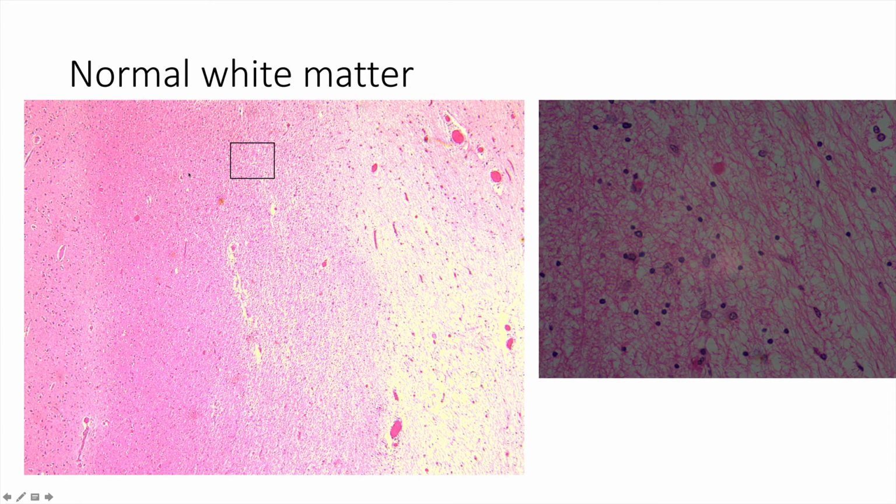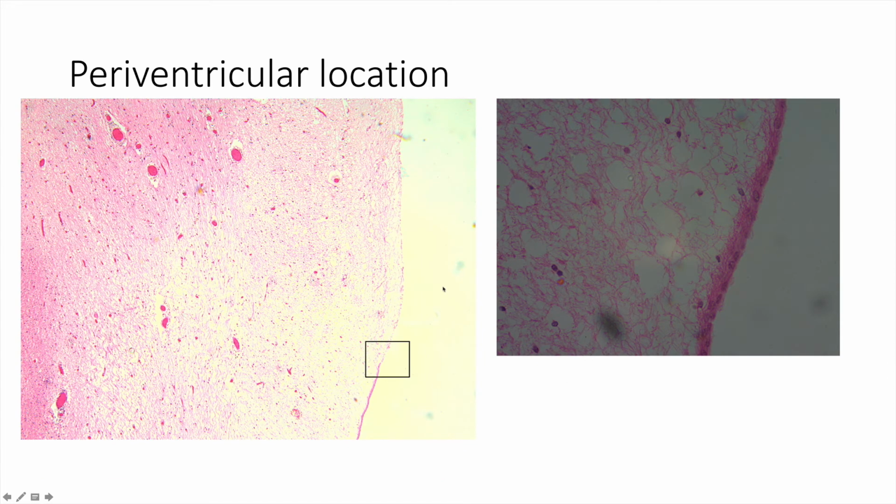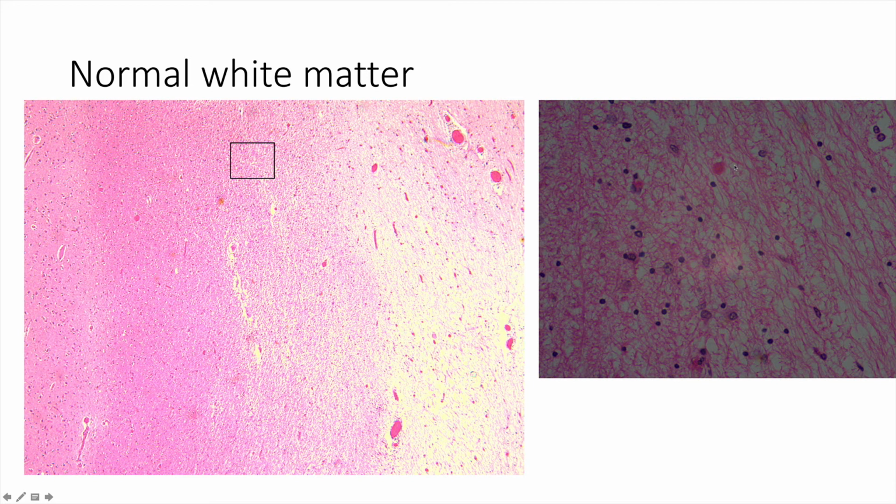Now, if we look at the normal white matter surrounding this multiple sclerosis plaque, on this high power view, we can see in the normal white matter there are the two cells that we would expect to find here. One of them is the astrocyte with its medium-sized nucleus and diffuse chromatin pattern, and also we can see the oligodendrocytes with their smaller nucleus but very dense chromatin pattern.